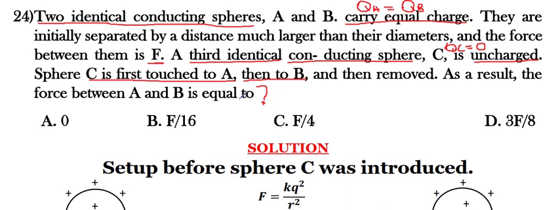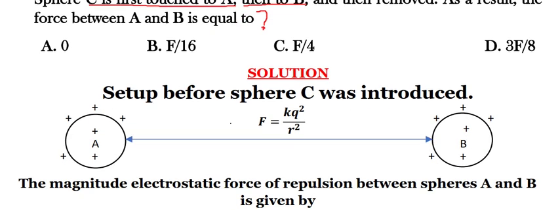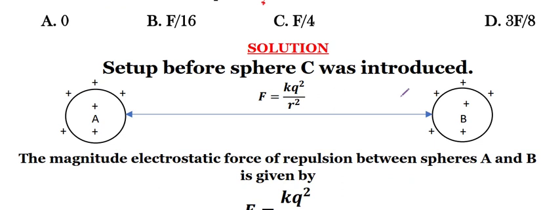So the very last thing you may want to ask yourself after reading this question is, what happens when sphere C is touched to sphere A? And then what happens when sphere C is also touched to sphere B? Remember that all the spheres are identical, but sphere C is uncharged. And the first thing you did was touch sphere C to sphere A. So effectively, this is the setup you have before sphere C was introduced.